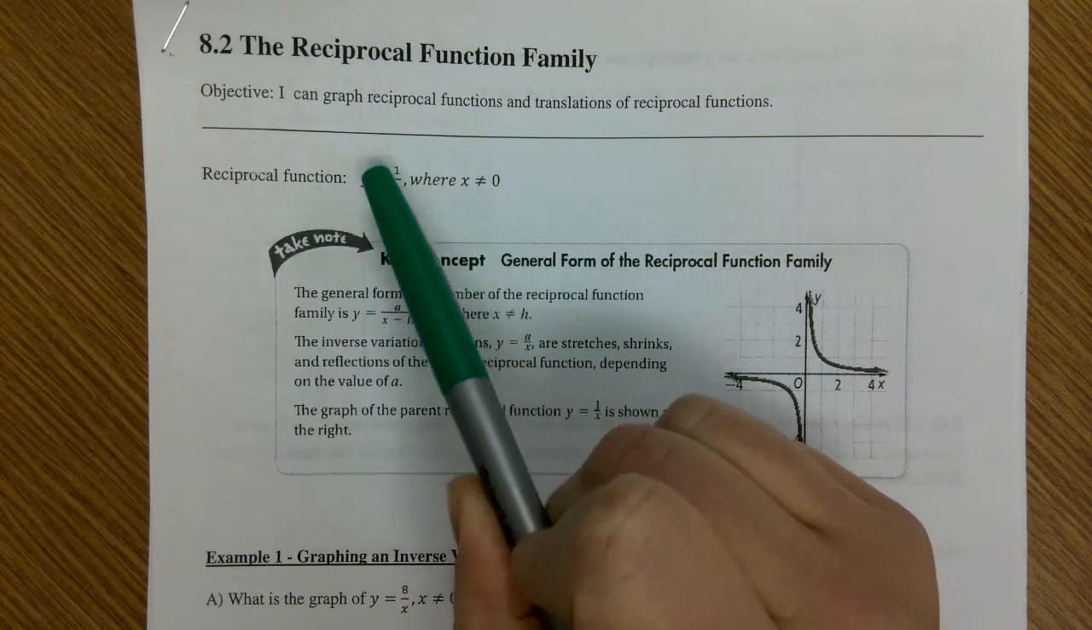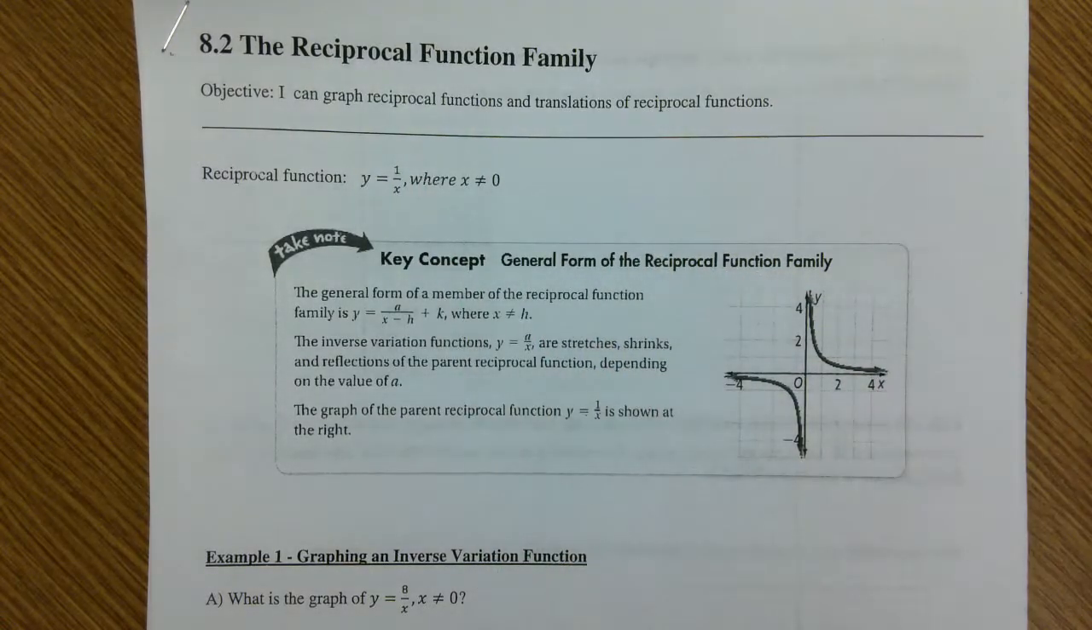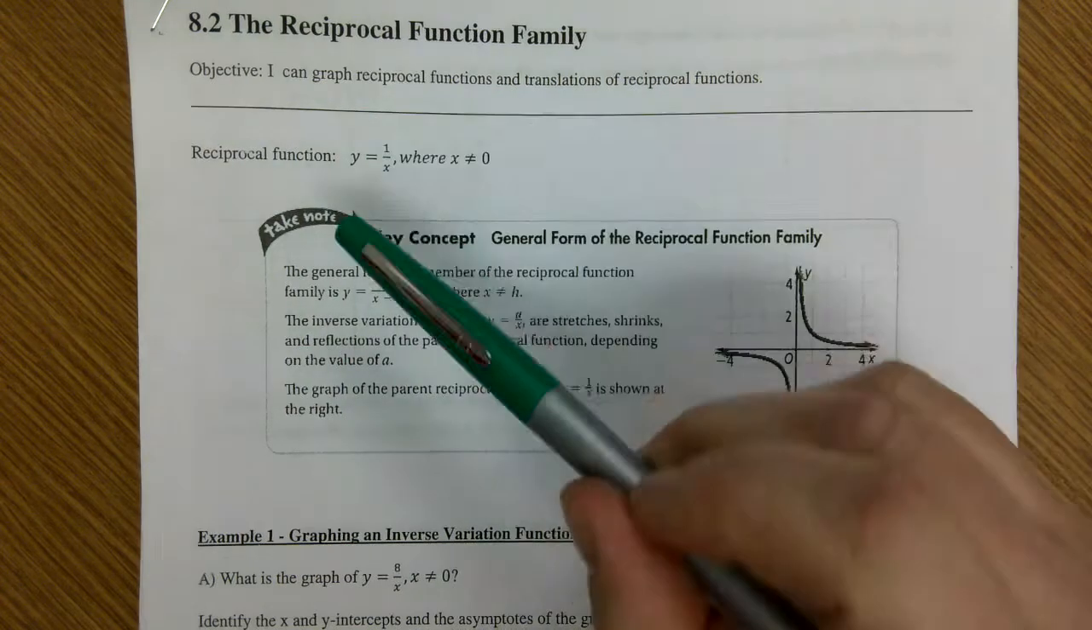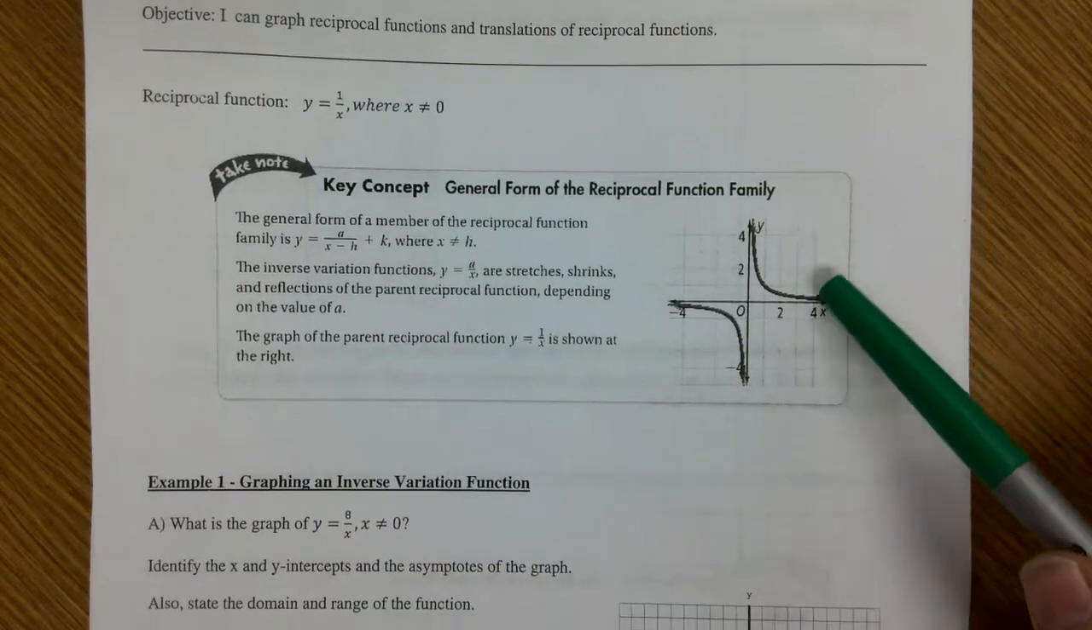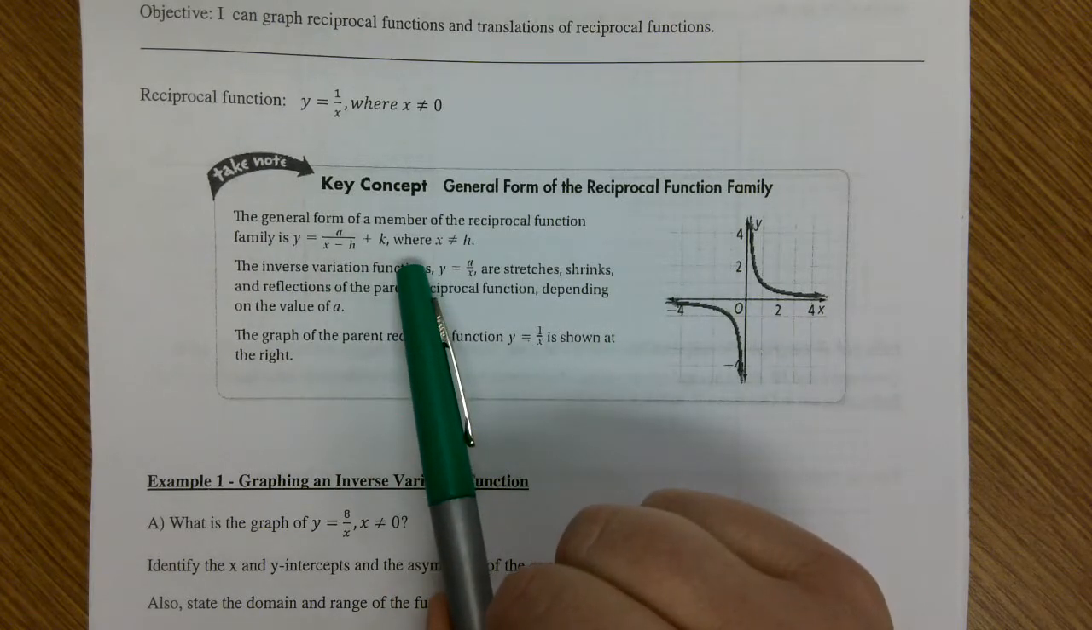X can't equal 0 because you can't divide by 0. If you have one thing, you can't give it away 0 times, unless you're rude and you want to keep it all to yourself. But that's why we can't have 0 on the bottom of a fraction. So this is what my parent function looks like. We're going to get into what these all mean.